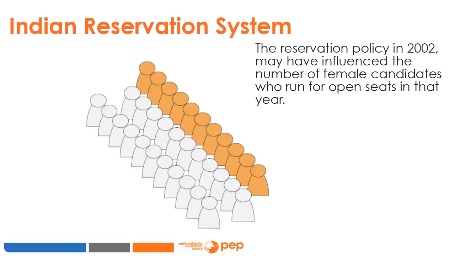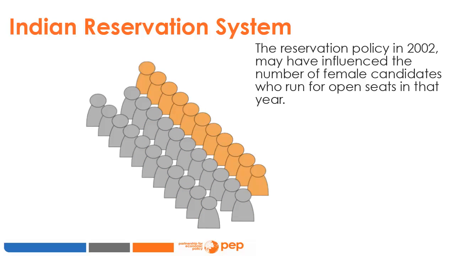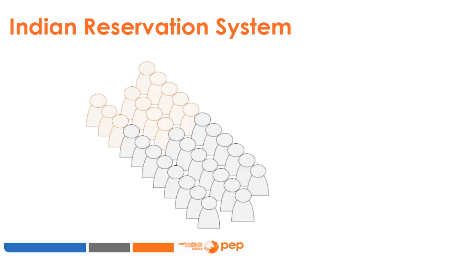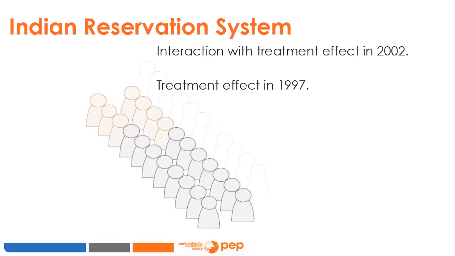The reservation policy in 2002 may have influenced the number of female candidates who run for open seats in that year. If political parties are able to discourage more women from running in 2002 open wards, when those wards were also open in 1997, then there is an interaction between the treatment effect of 1997 and the treatment effect in 2002, even if there was random assignment.